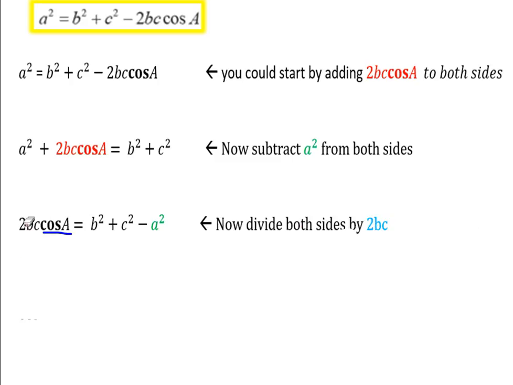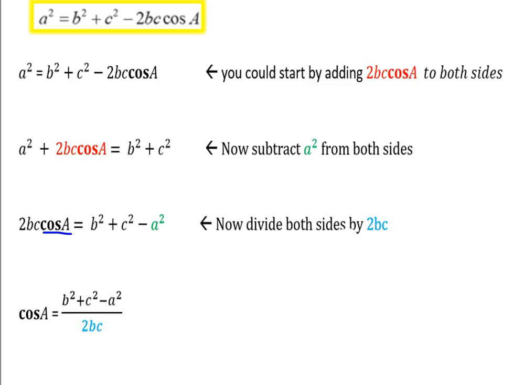So we're going to divide off this. We still have cos A, bound together; the cos of A is still a unit. We've got b squared plus c squared minus a squared still there, and we're going to divide this side by 2bc. So this side has become cos A because we've divided both sides by 2bc, and this side has now become this fraction because that's how we show divide.